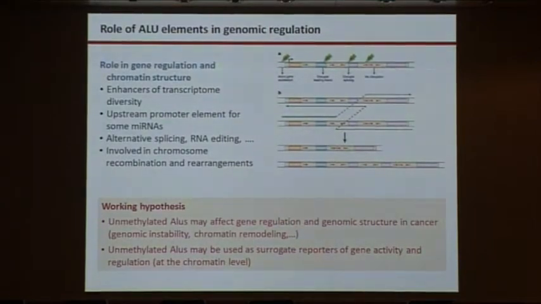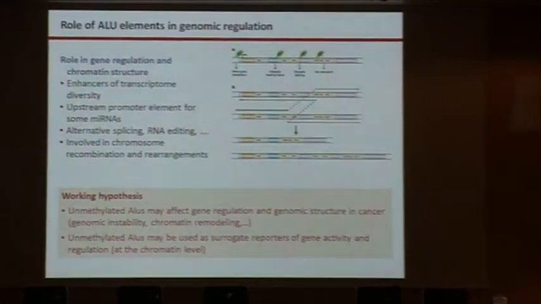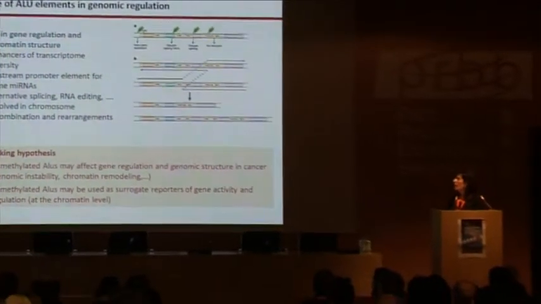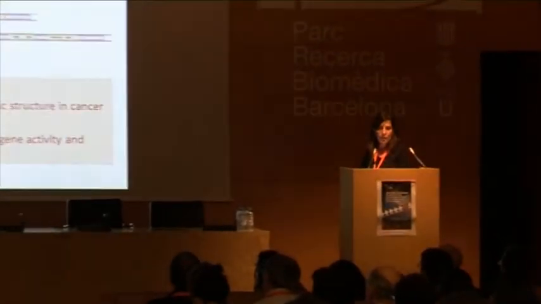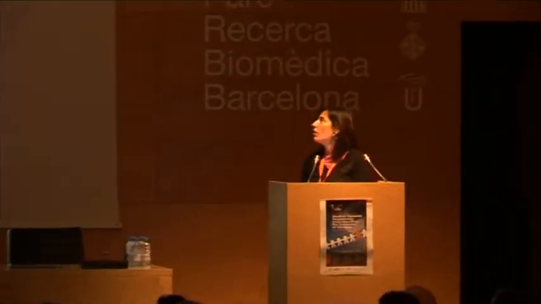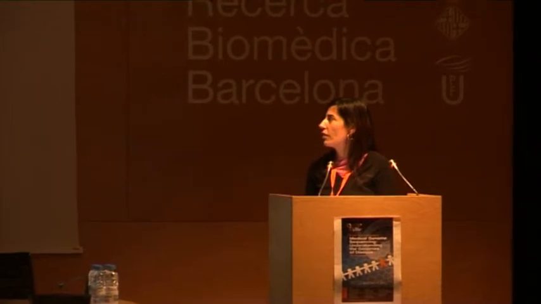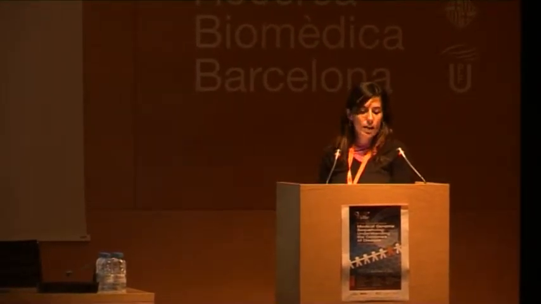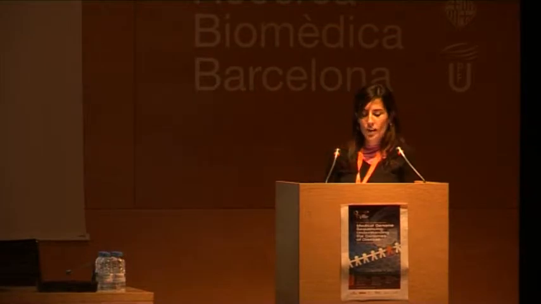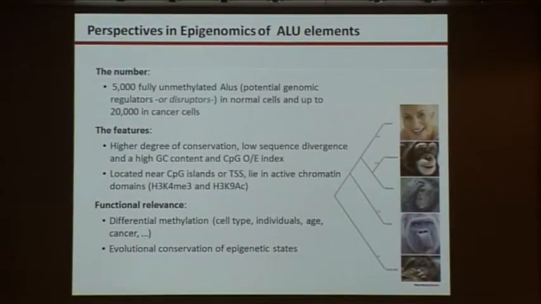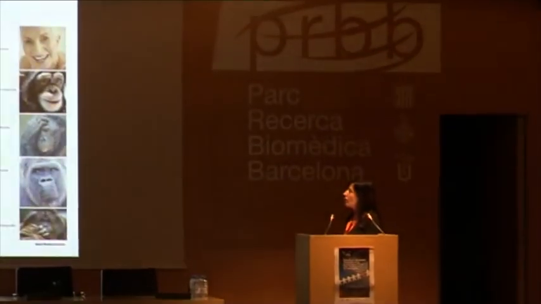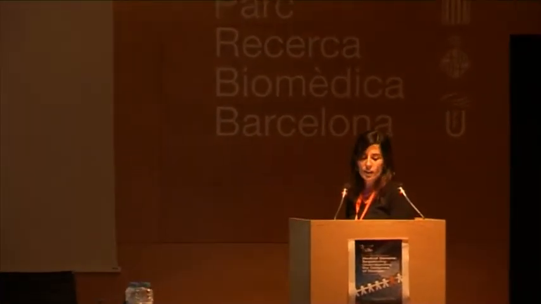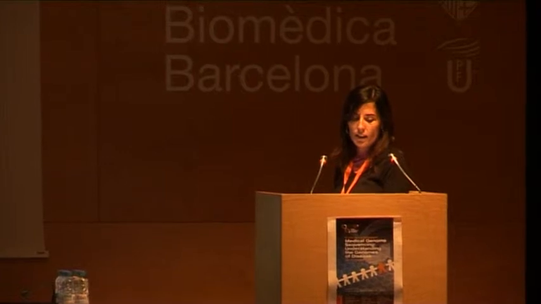Depending on where the ALU is integrated, they can affect the expression of the gene. They can add, for example, new regulatory elements when they are in the promoters, or if they are in the gene body, they can affect alternative splicing, RNA editing, they can truncate the expression of the gene, etc. We can say then that there are at least 5,000 fully unmethylated ALUs that are potential genomic regulators or disruptors in normal cells, and up to 20,000 in cancer cells.